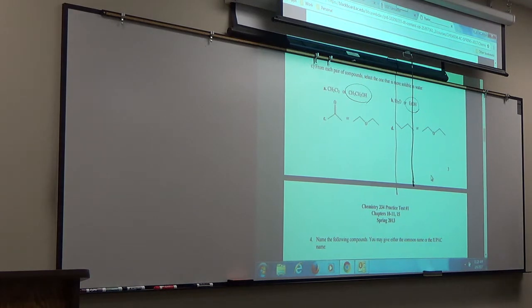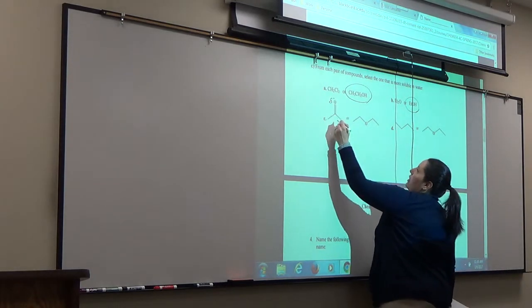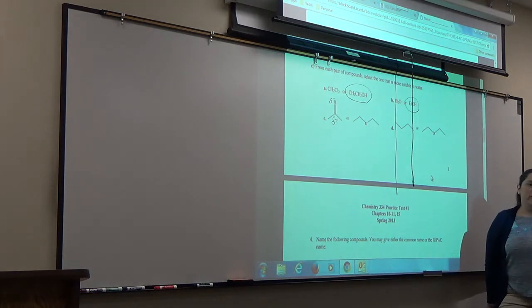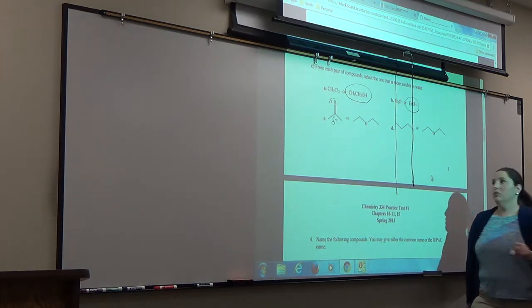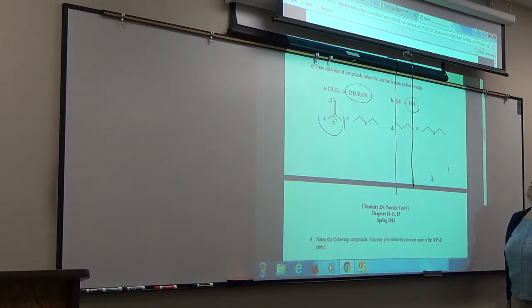So what about in C? An ether versus a carbonyl. The carbonyl, right? Because the C=O double bond is a dipole. That doesn't happen in the ether. So there's a little bit more ability to interact. And then in D, ethers can't.